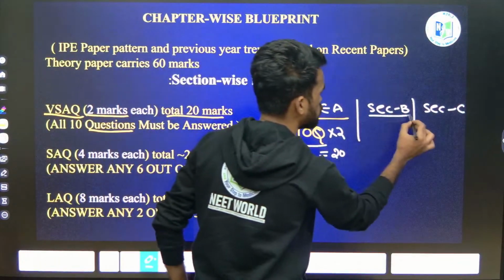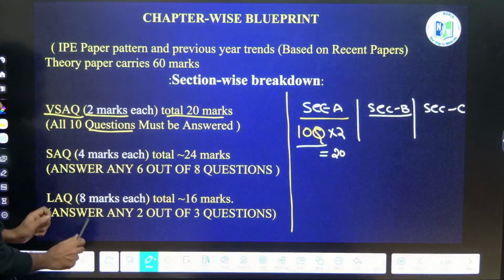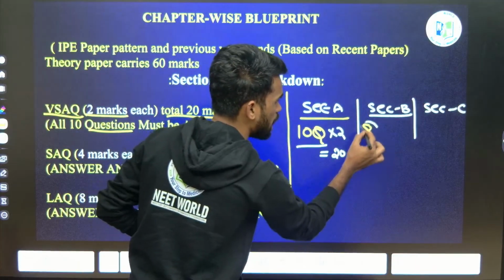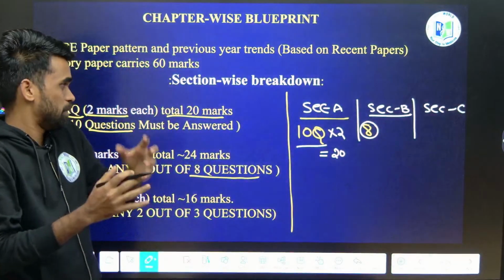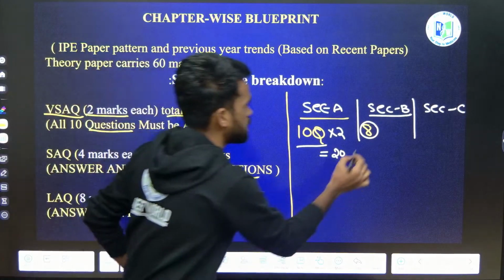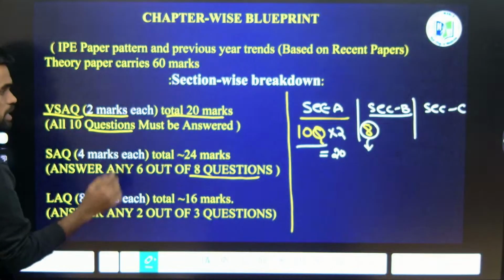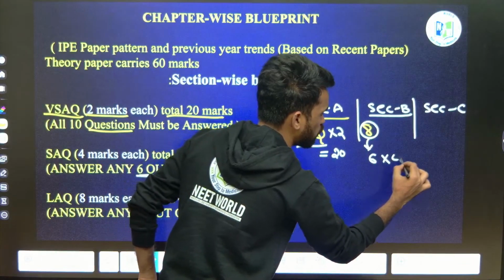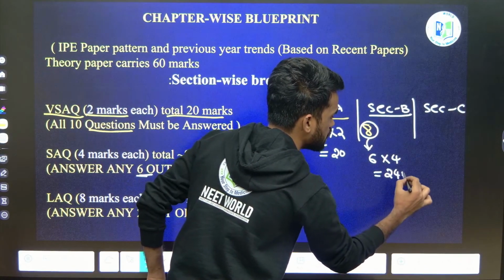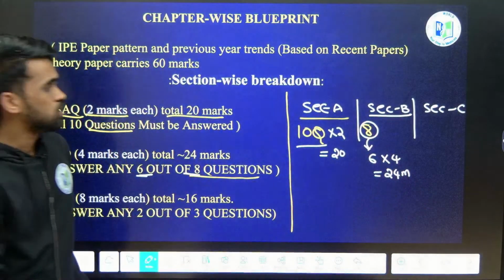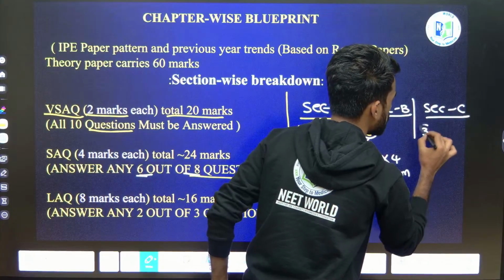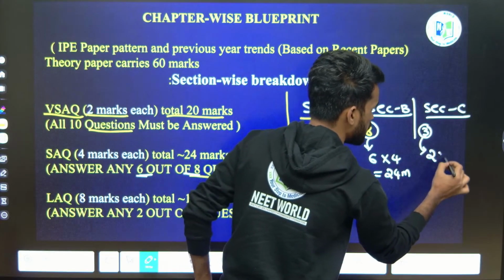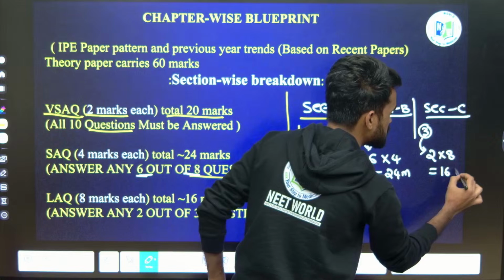When it comes to section 2, that is section B, there are a total of 8 questions, and out of these 8 you have the comfort of taking only 6. So you can choose any 6 out of the 8, and each question carries 4 marks. Therefore, total 24 marks in section B. And what about section C? Section C contains 3 questions, and you can choose any 2 out of these 3. Each question carries 8 marks, so total 16 marks.